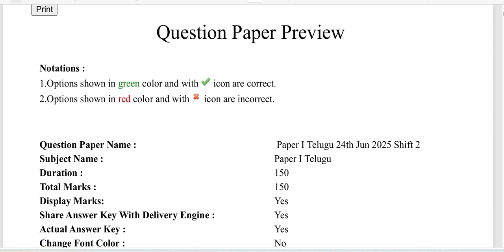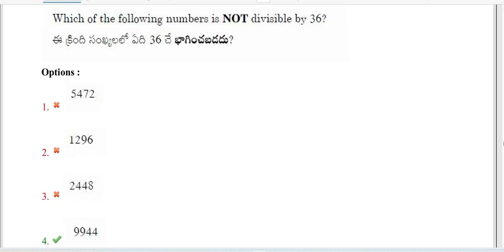Now we are going to discuss the TET Paper-1 previous year question paper which was held on 24th June of 2025. That is the Shift-2 paper that we are going to discuss. In this, let us see this first problem. Which of the following numbers is not divisible by 36?